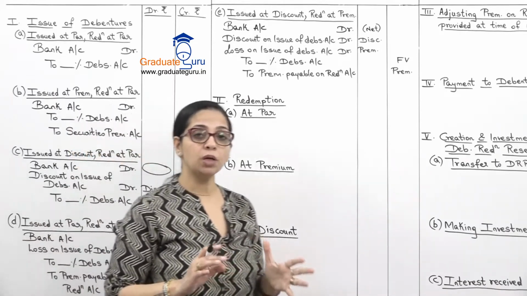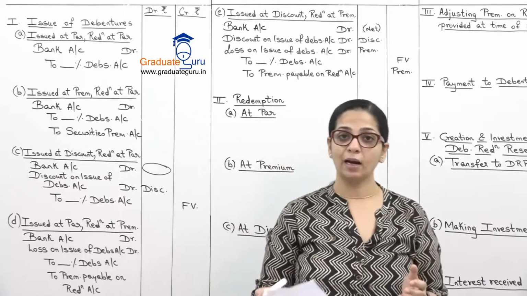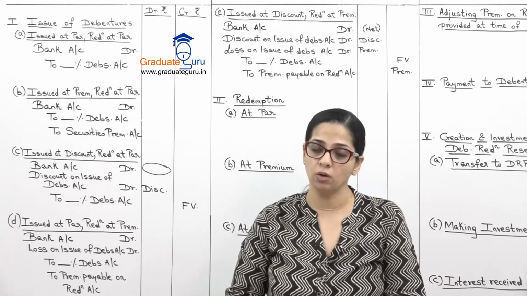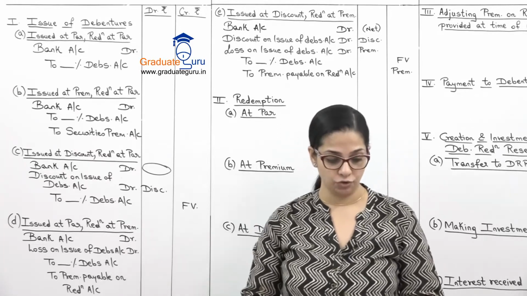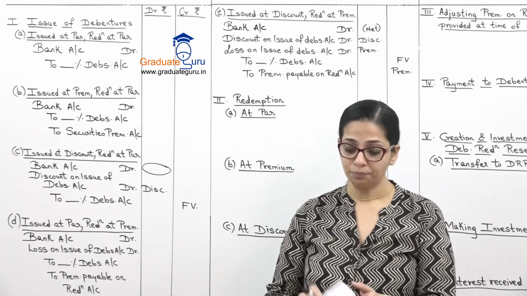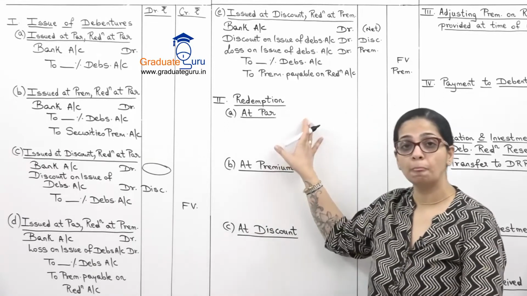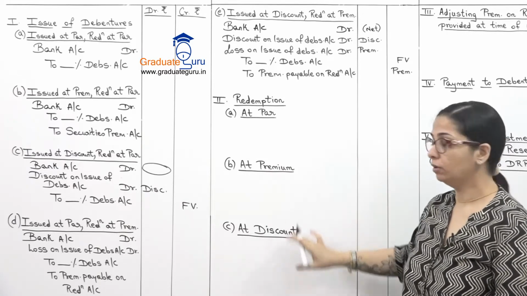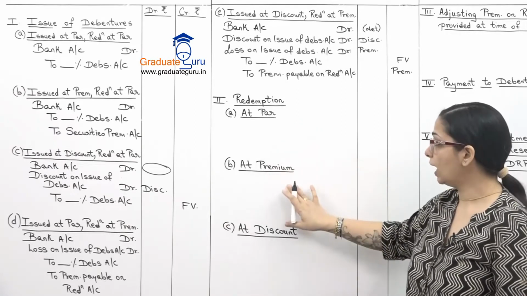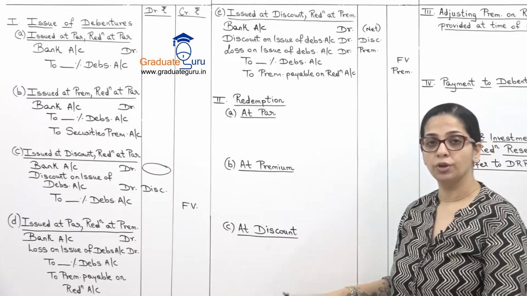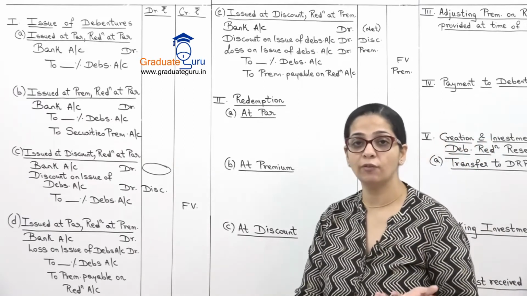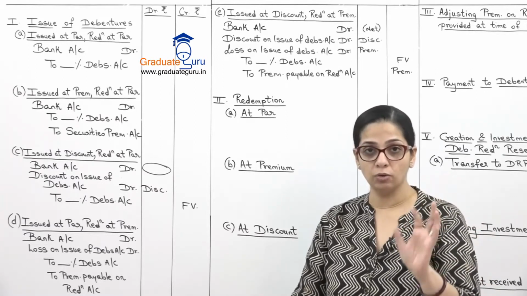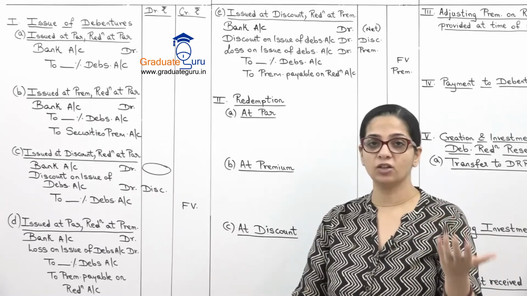Okay. So this was about issue. So to give you a background that in case in a sum, if they ask you for the entry for issue also, you know how to pass that entry. Now coming to our main entries for redemption. Okay. So here I have taken 3 categories of redemption: at par, that is face value, at premium and at discount. Now when we are redeeming, means we have to make a payment to the debenture holders. So first we book the amount which we have to pay, and then we actually make the payment.